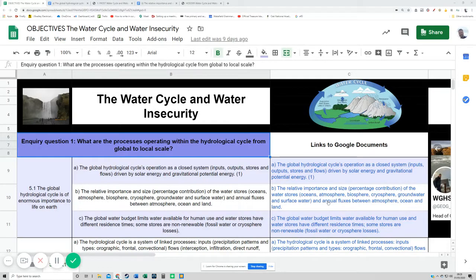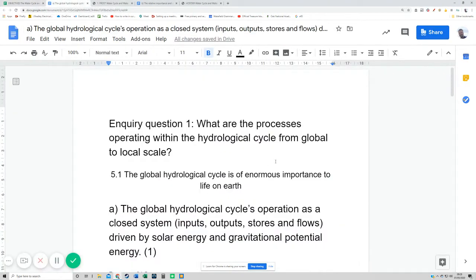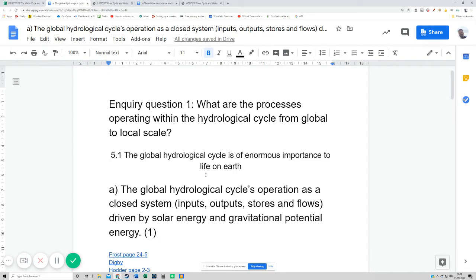Hello, what I'm going to do today is look at the water cycle, the water insecurity topic, and we're right at the beginning of it. So we're starting with 5.1a. If we just click on that sheet, this is part of the topic which looks at the processes operating in the hydrological cycle from a global scale to a local scale. And this particular bit is all about the global system.